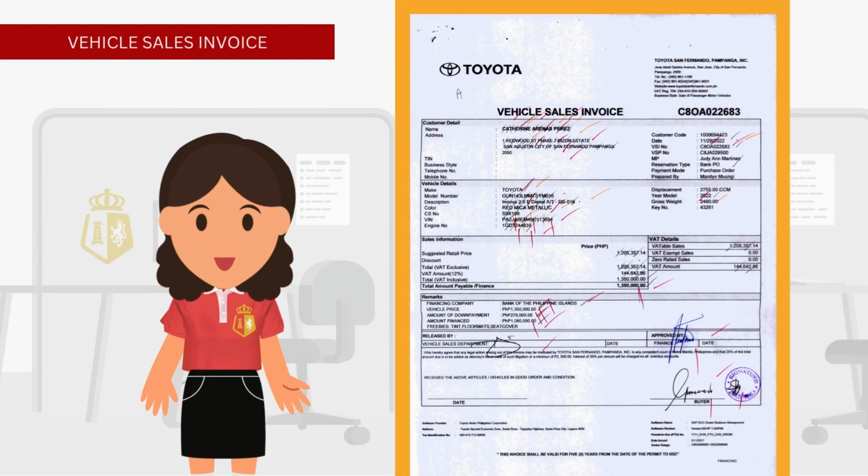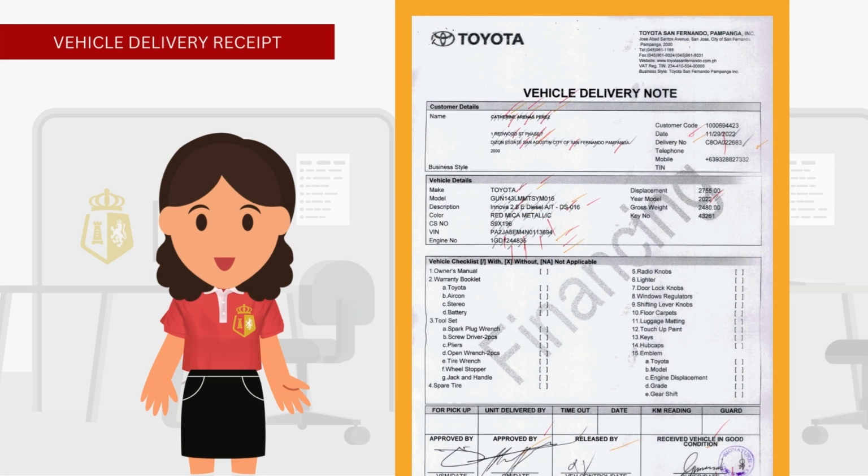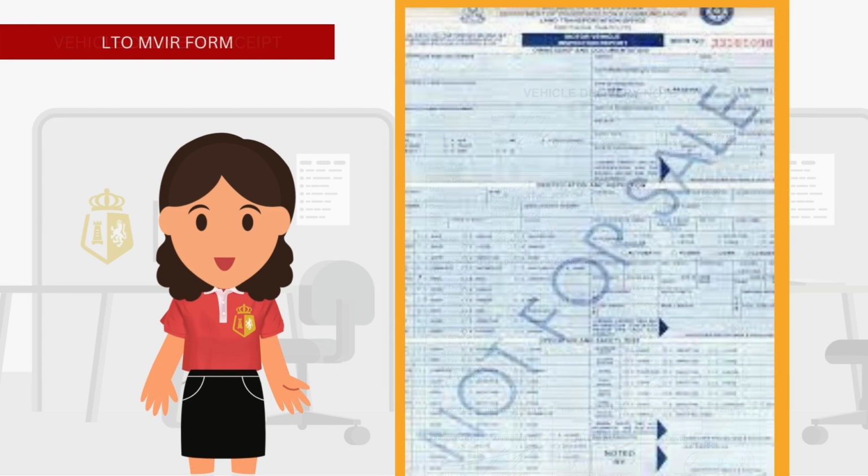Vehicle Sales Invoice is a dealer document showing proof of sale between seller or dealer and the buyer, while Vehicle Delivery Receipt evidences the receipt of unit covered in sales invoice in good condition. LTO form is also called Motor Vehicle Inspection Report form. This form contains the actual stencils of the motor vehicle's engine and chassis number. This is also a requirement from the LTO to encumber CR in favor of the bank.